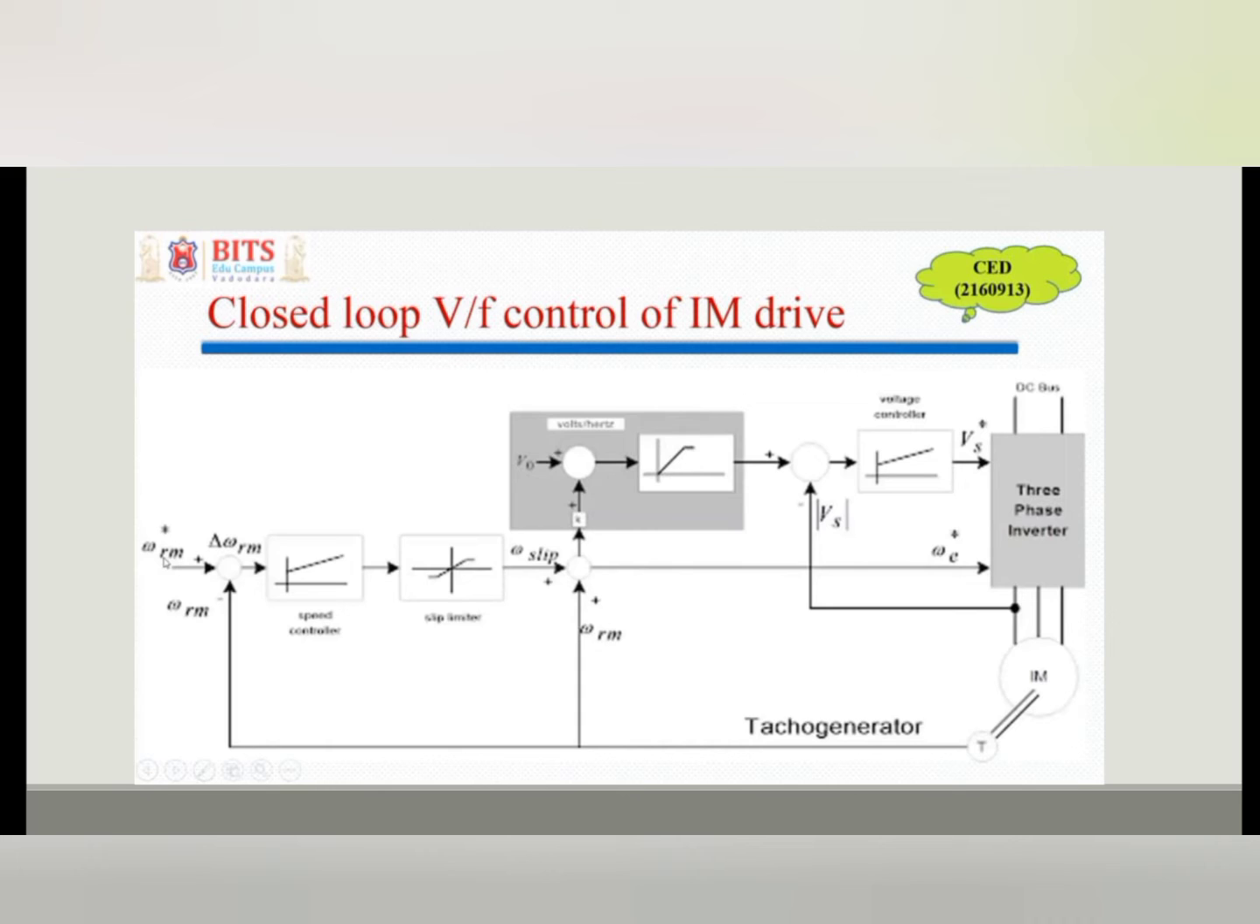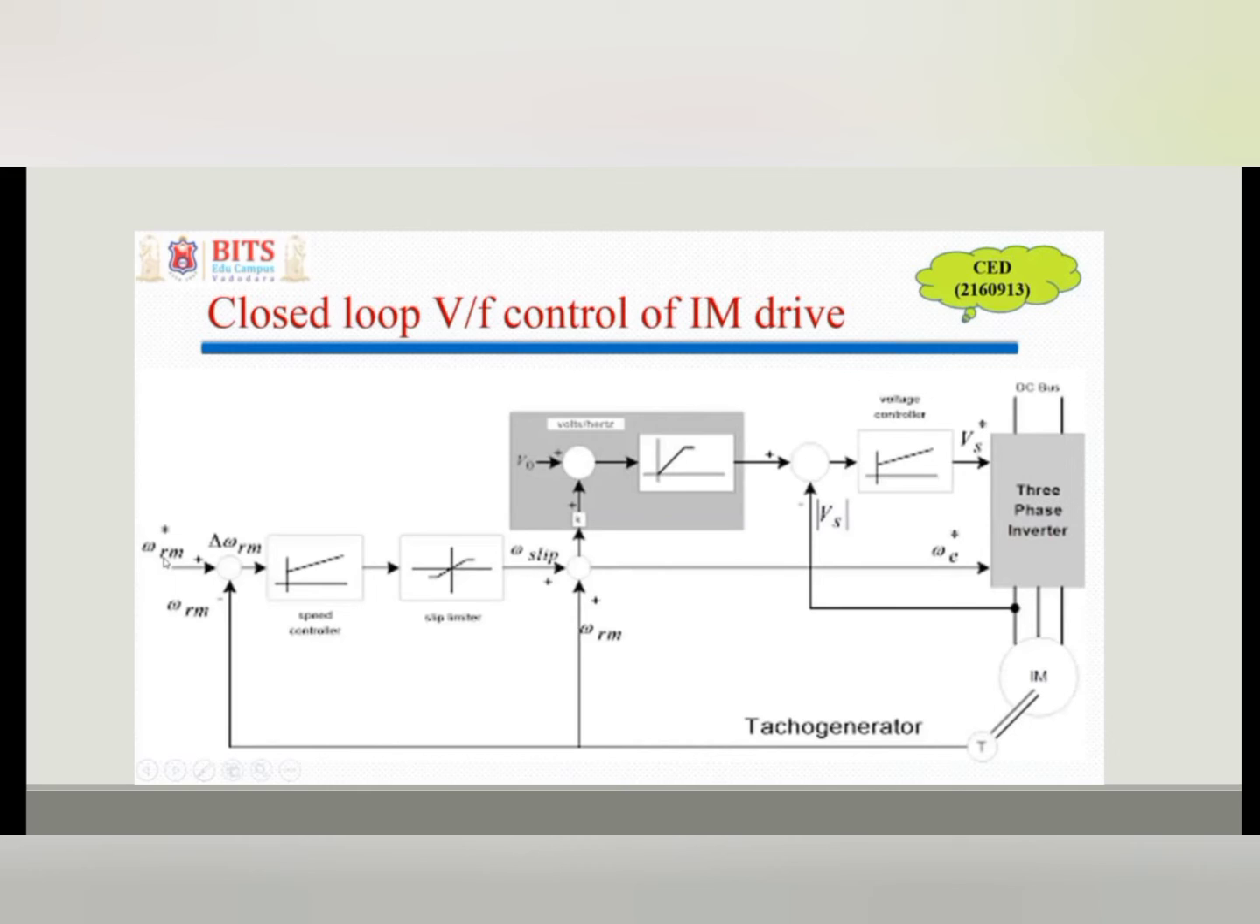Both the desired speed and rotor speed are compared in an error generator, which generates the error equal to the desired speed minus the rotor speed. Next, this error is given to a PI controller. The job of the PI controller is to change its output until the input error is 0. So the output of the PI controller is the desired slip frequency. Slip frequency is F minus Fn.